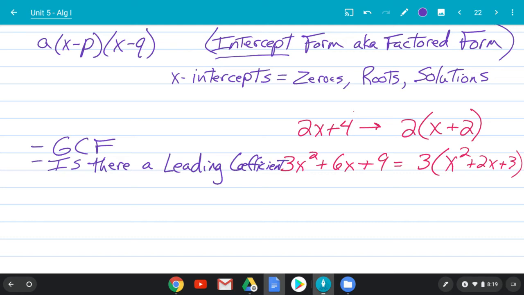Okay, is there a leading coefficient? Oh, remember what a leading coefficient is, yes? Okay. And then my answer to that is either going to be yes or no. Today, we're going to talk about the no. Tomorrow or later this week, we'll talk about the yes.